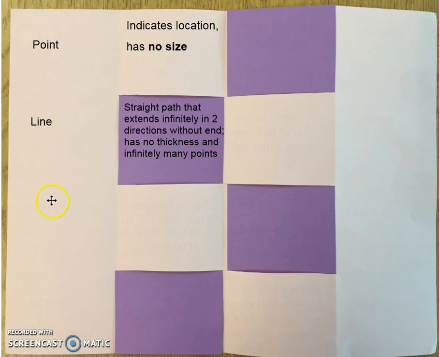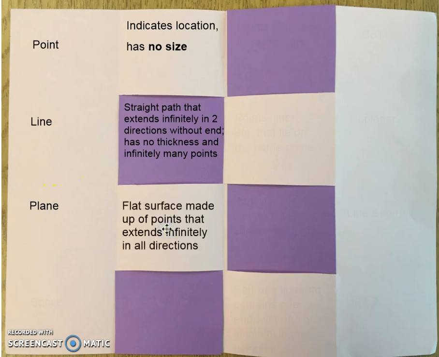After line, we have a plane. A plane is a flat surface made up of points that extends infinitely in all directions. A plane also contains lines because lines are just infinite points in a straight path. So you want to think about a plane as some kind of surface. If you think about your desk or even the ceiling, but it doesn't have an end.